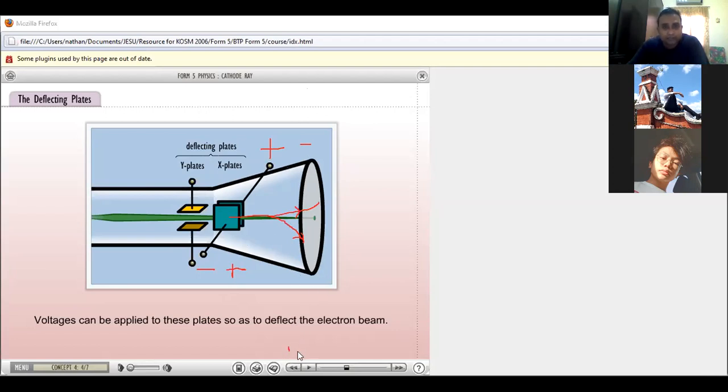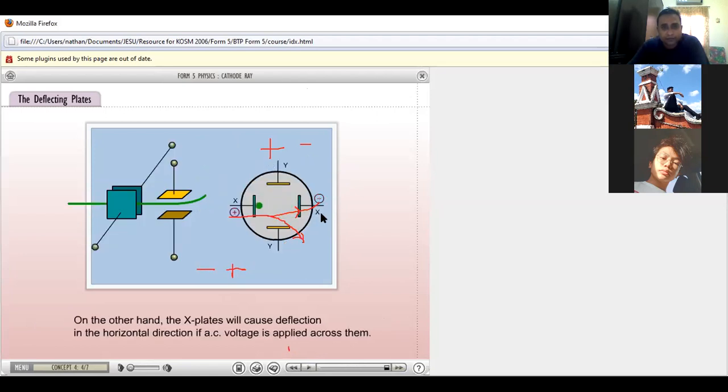So you'll see something like this. Okay. That's why the screen see pergi balik. So why dia tukar-tukar kan? Tidak positif, negatif, negatif, positif, negatif, positif. Okay, ini kalau X plate lah, disambung kepada alternating voltage, connected to alternating voltage.